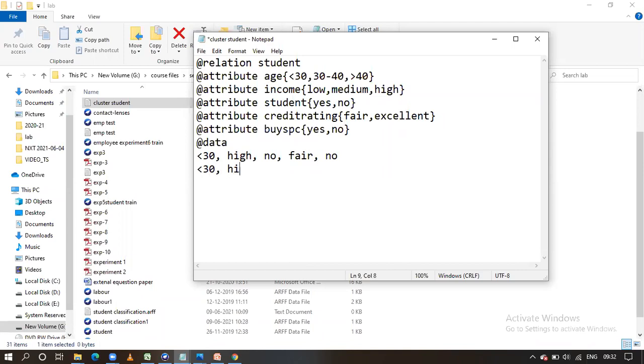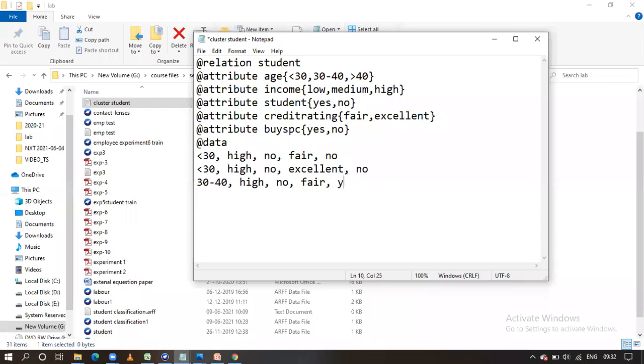Next, less than 30, comma, high, comma, no, comma, excellent, comma, no. This is the second person's data, and the next one is 30 to 40, high, no, not a student. And next is the credit card rating. The next one is not able to buy a computer for that one also.